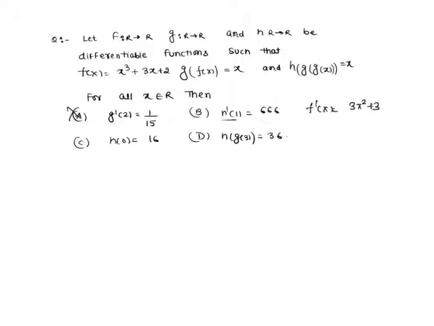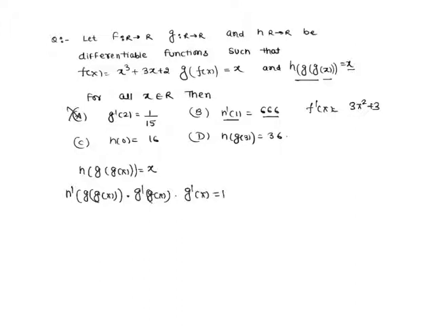Now second option is h'(1) = 666. Given is h(g(x)) = x. Now if I differentiate, what will we get? h'(g(x)) · g'(x) = 1. Now we want g(x) must be 1, because we want h'(1).